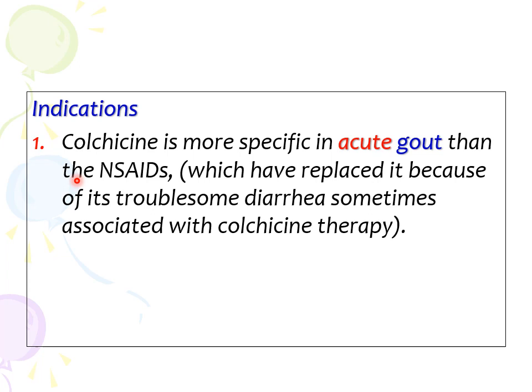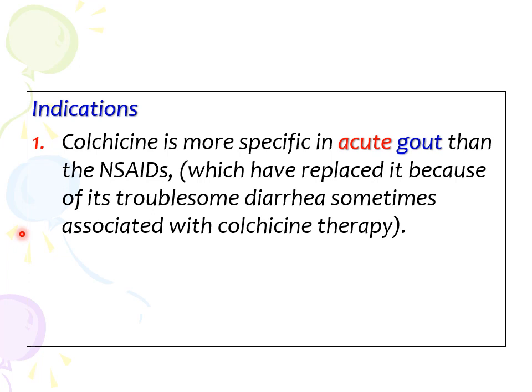Previously we have seen chronic gout, but here it's written for acute gout. Colchicine is more specific in acute gout than the NSAIDs. Although it's written over here, it is not very much used, not so available. NSAIDs have replaced it because of its troublesome diarrhea. Note down diarrhea, it is bloody diarrhea. I mean, blood is there in the stool sometimes. So it's a problem with this colchicine. If bloody diarrhea is there, then the medicine should be stopped.